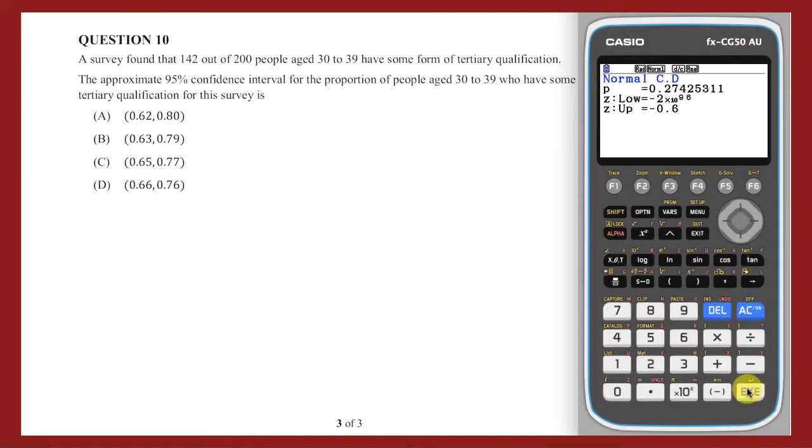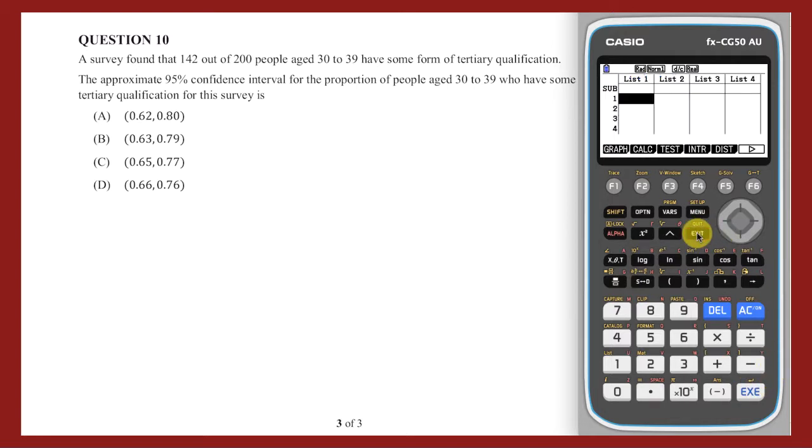Question 10. This confidence interval can also be calculated in the statistics mode of the CG50. Press exit a couple of times to return to the main statistics options. Press F4 to open the interval menu. To calculate a z-interval, press F1. Press F3 to calculate an interval based on one proportion.